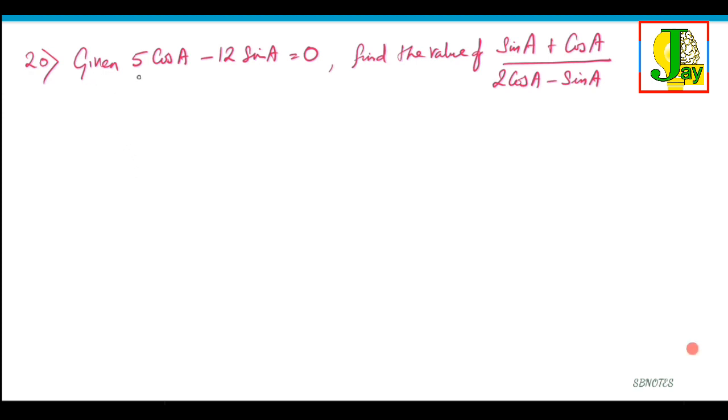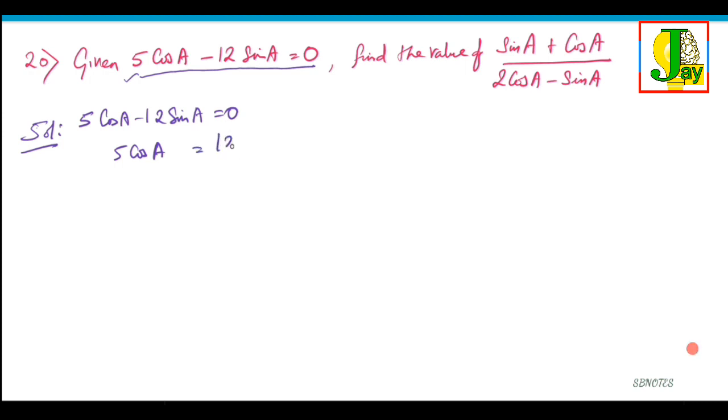Now many times you will get this type of questions in the exams where you are given one of these relations and you have to find the value of this. So this type of question is very important. Here none of the ratios is given, so you need to convert this relation, whatever is given here, into one of the ratios. So we have 5 cos A minus 12 sin A equals 0. This is our solution. So 5 cos A equals 12 sin A.